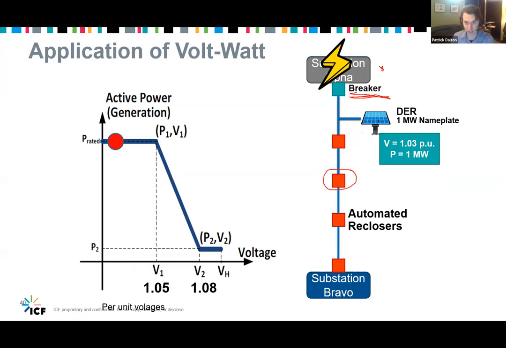Let's just assume that it wasn't studied in this state, which is pretty common for interconnection studies, to only look at the normal state or the normal configuration of the system. Well, now it might be causing high voltage. So originally it was at 1.03 per unit voltage, but let's assume that voltage went up to 1.07 per unit. Well, what happened there is we saw that operating point on this volt-watt curve go down from full rated power, excuse me, active power generation. And based on the voltage, it went down to a lower level of generation. So the 1 megawatt plant in this example is now producing 250 kW. And that's just an example of how this function might be used.